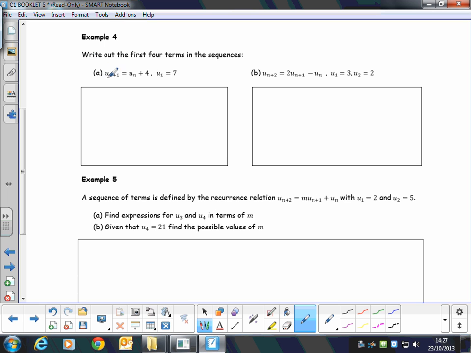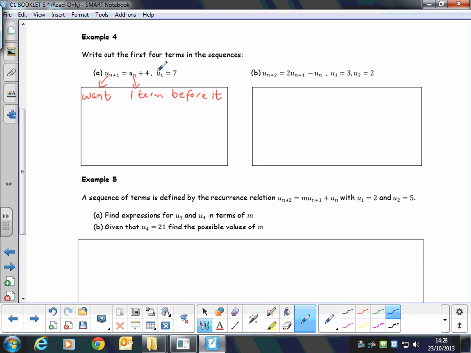So if you look at part A, u n plus 1 is a term that we want to find. And u n is the term that comes before it. So it's one term before it. So in order to find the term that we want, we've got to look at the term before it, and we've got to add on 4.